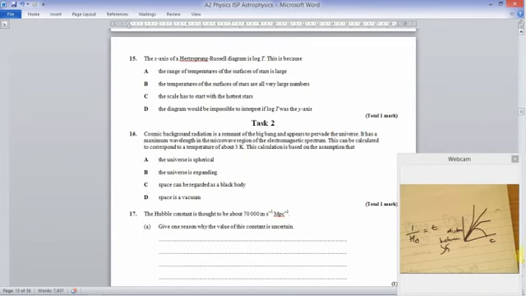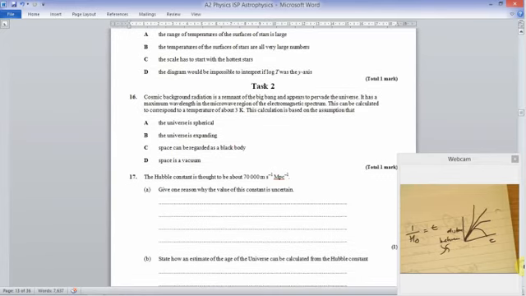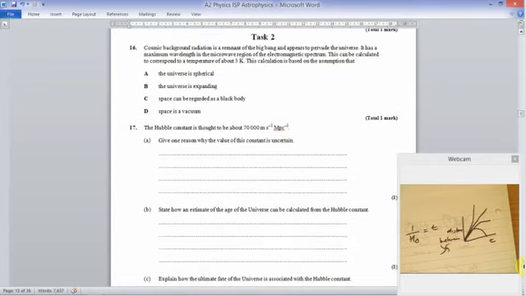All right. The value of Hubble's constant is thought to be 70,000 meters per second per megaparsec. Give one reason why this value is uncertain. It's difficult to actually measure the distance to faraway objects. It's also difficult to measure the speed of objects that are so far away. It's difficult to do these measurements accurately. State how an estimate of the age of the universe can be calculated from Hubble's constant.